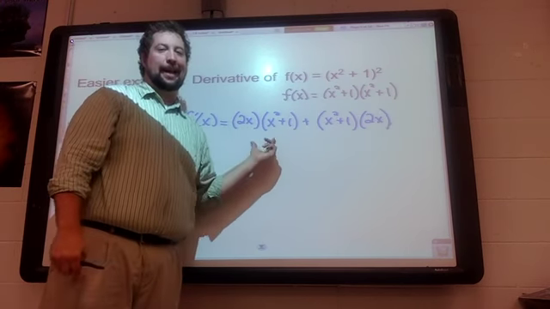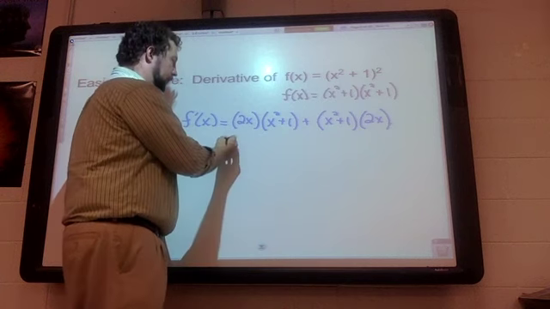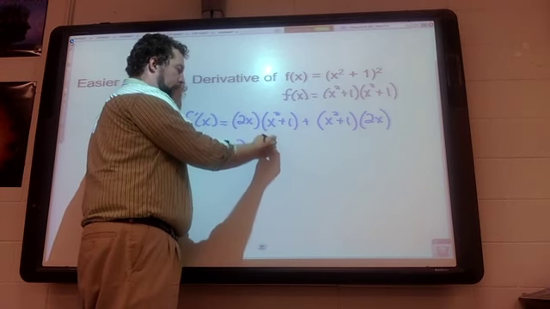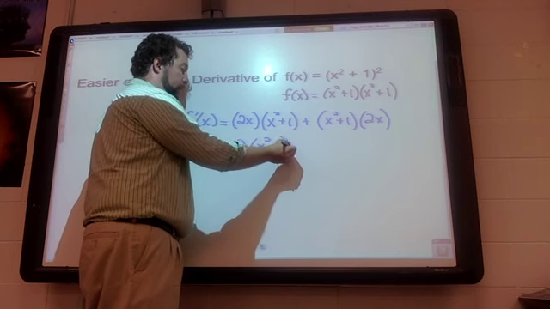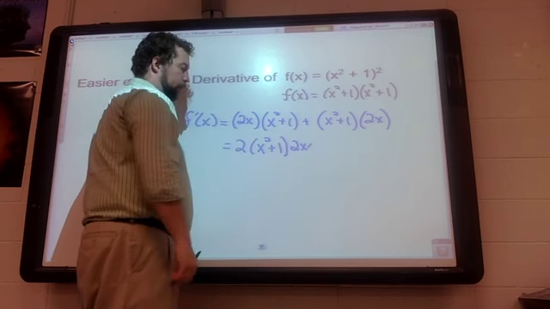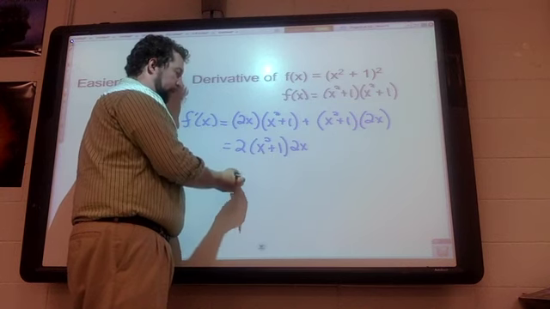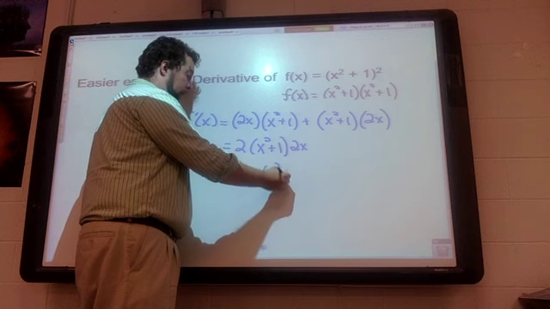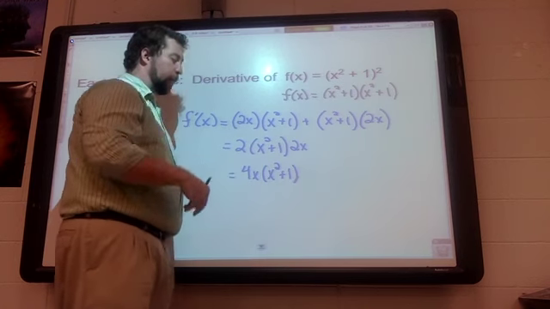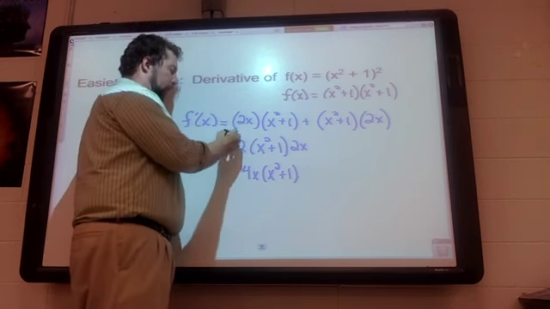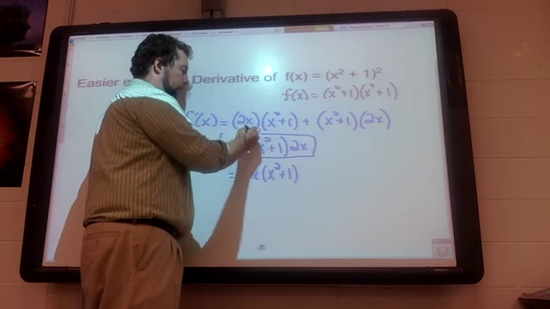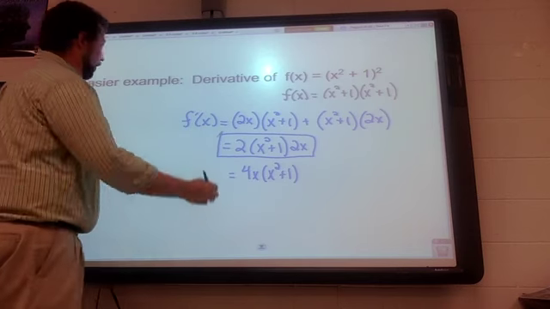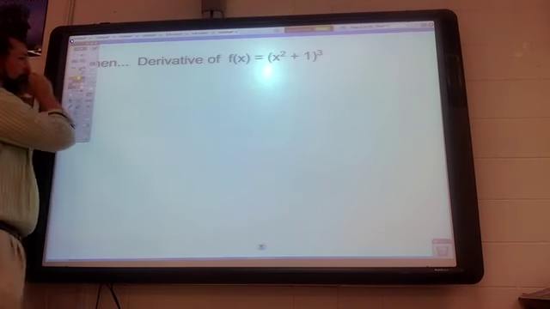Alright, so if you look at that, we've got two things that are exactly the same. So this is actually 2 times the x squared plus 1 times the 2x. Alright, which I could, yes, go ahead and say is 4x times x squared plus 1, and I could multiply it through and get a better looking answer. But the key thing here is to notice this part because we're going to use it in the next example. Alright, we good? Alright, so let's take it a step further.